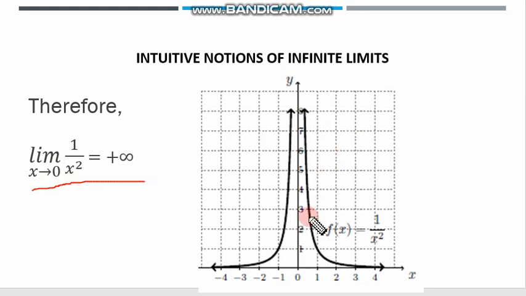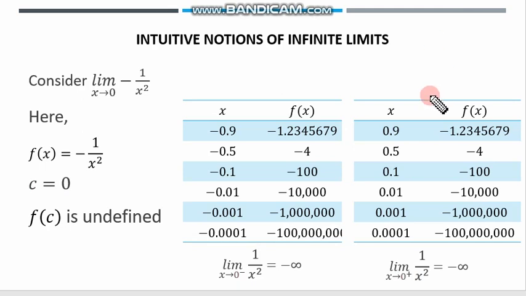You can see that in the graph, both on the left side and the right side, approaching 0, the function approaches infinity. Another example here: the limit of negative 1 over x squared as x approaches 0. So we cannot use factoring or rationalizing here. The denominator is equal to 0 squared, or 0. It makes the function undefined.